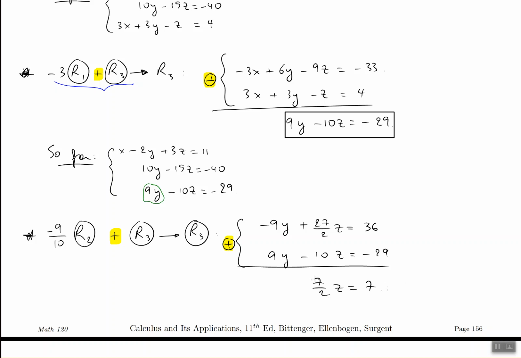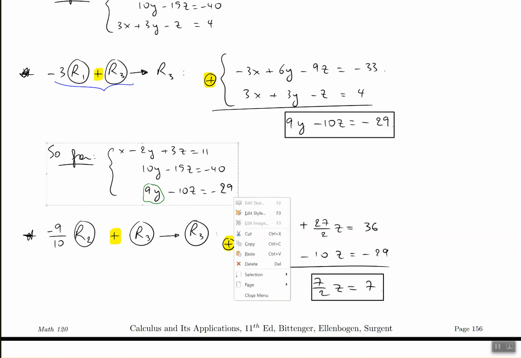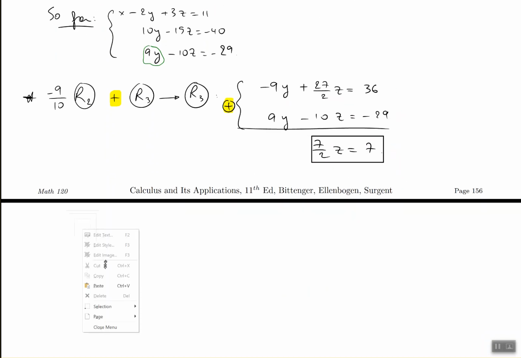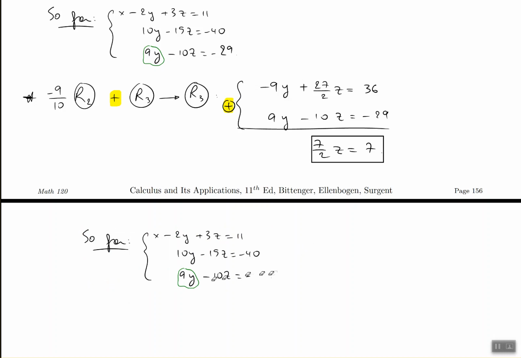Okay, so let me go ahead and record what I have so far. My system is this guy right here, but it's been changing throughout the problem. Now we have an updated third equation. The third equation is now different. It's no longer what it was. Now it's 7/2 z equals 7. And this is the end of the process that we call Gaussian elimination.